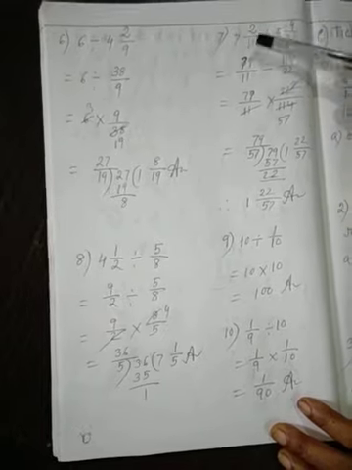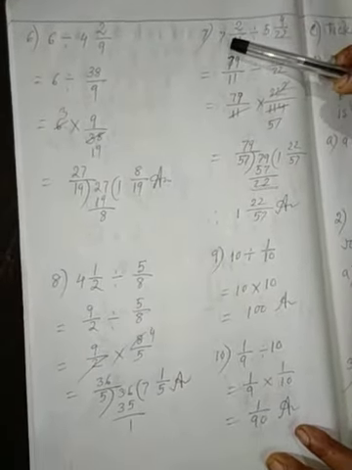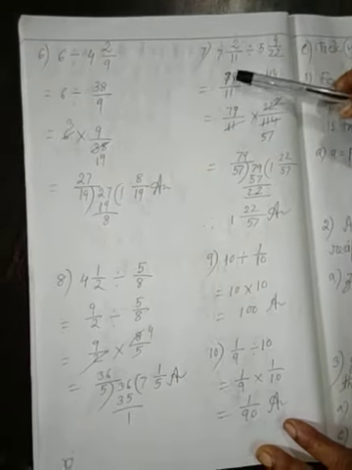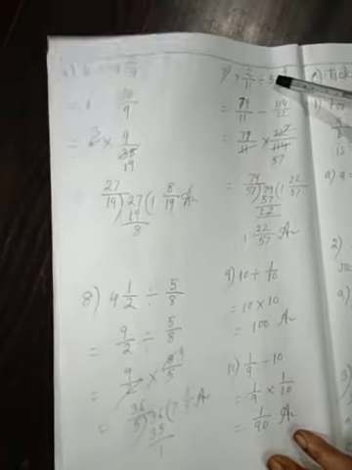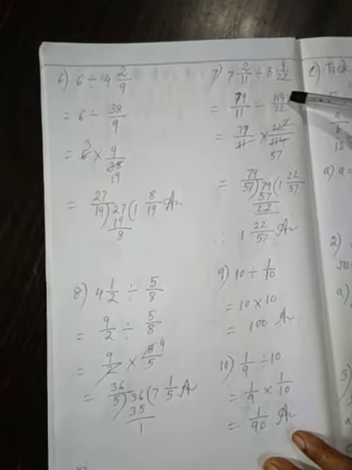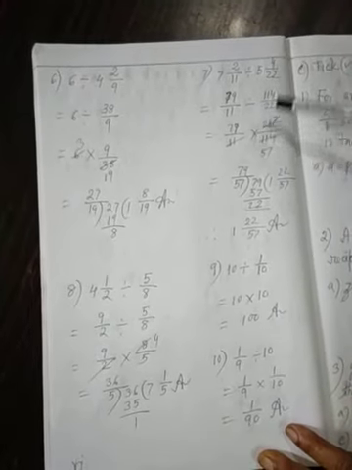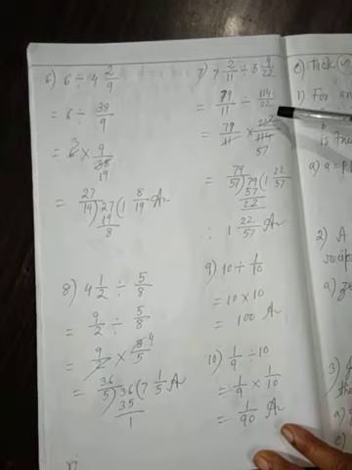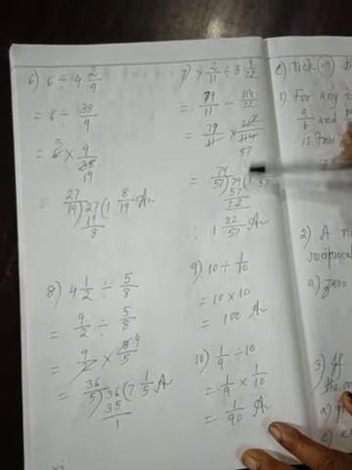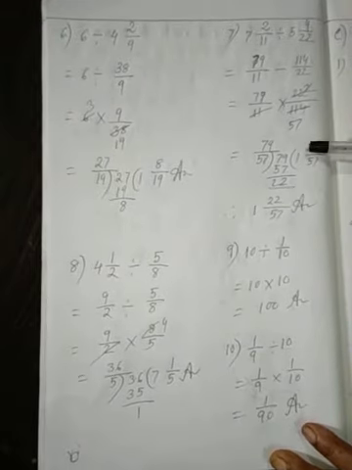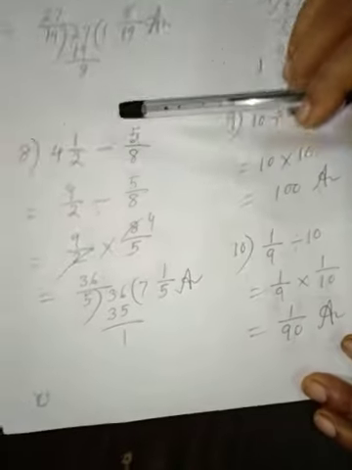7 7 2 by 11 divided by 5 4 ja 4 by 22. 77, 11 into 7 plus 2, 79 by 11 divided by 122 into 5, 110 plus 4, 114 by 22. 79 by 11 into 22 by 114. So 11 2 ja 22, 2 57 ja 114. So 79 by 57. 57 1 ja 57, 22. 122 by 57, answer.